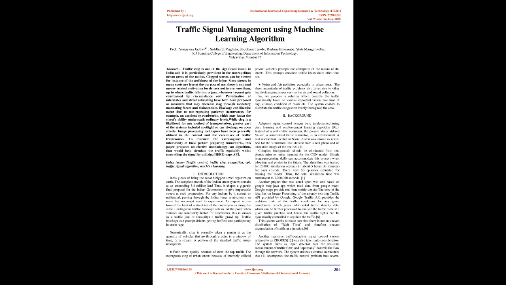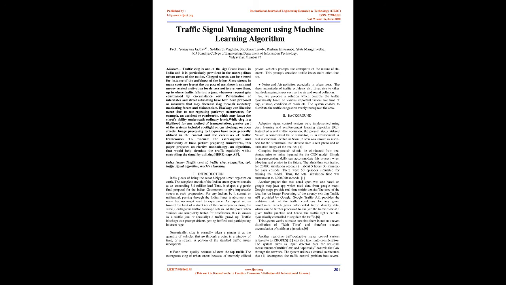Image processing techniques have been widely used in the control and management of traffic systems. To remove the expense and infeasibility of these image-processing systems, this paper proposes an alternative approach, an algorithm, that would help distribute the traffic evenly while controlling the signal by using the Here Maps API. Index terms: traffic control, traffic congestion, API, traffic signal algorithm, machine learning.